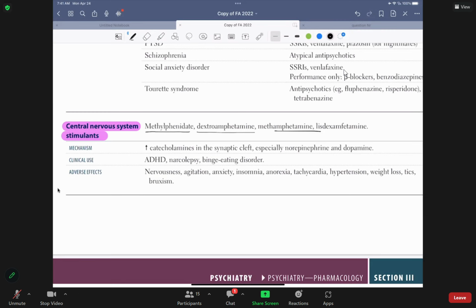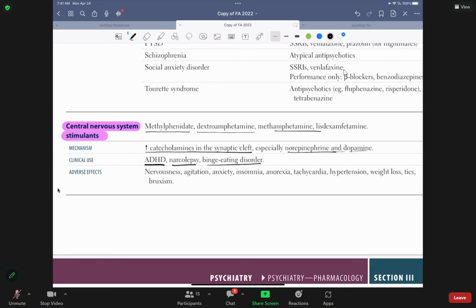So what does that do? This medication increases catecholamines in the synaptic cleft, especially norepinephrine. We just talked about why: norepinephrine comes from dopamine. Does that make sense for us? So they increase norepinephrine. That's why we use it for ADHD, narcolepsy, and also binge eating disorder, folks.